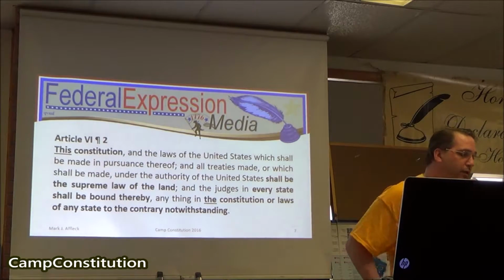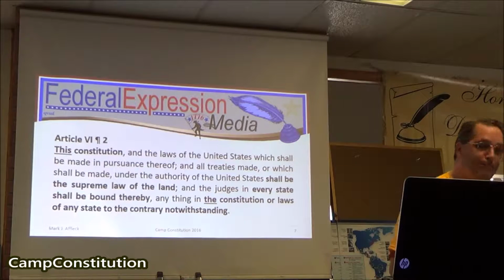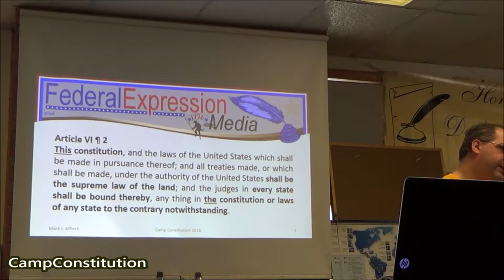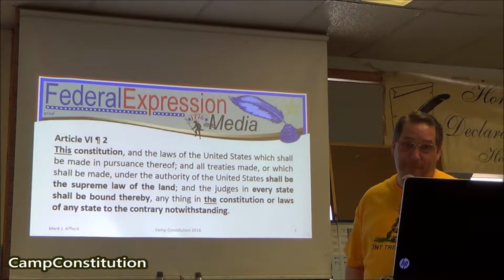What they are doing here is establishing the fact that the treaties and the Constitution and the laws of the United States are supreme over the individual constitutions of the states. They're not saying that the treaty is superseding the Constitution. Okay? You see that?